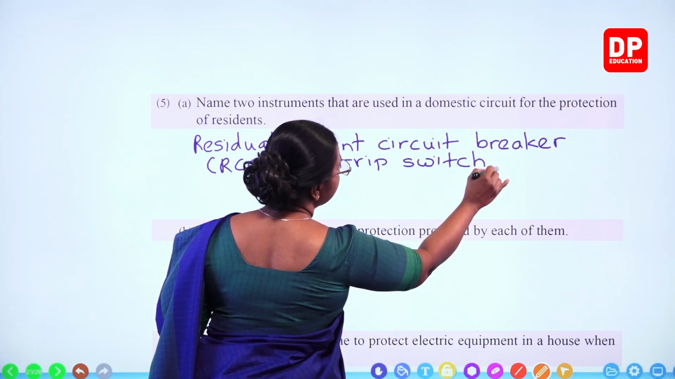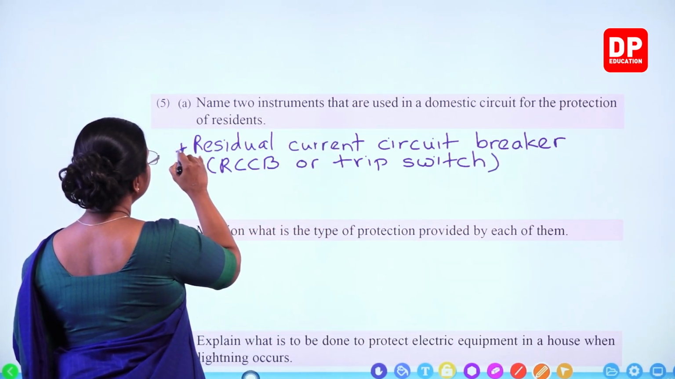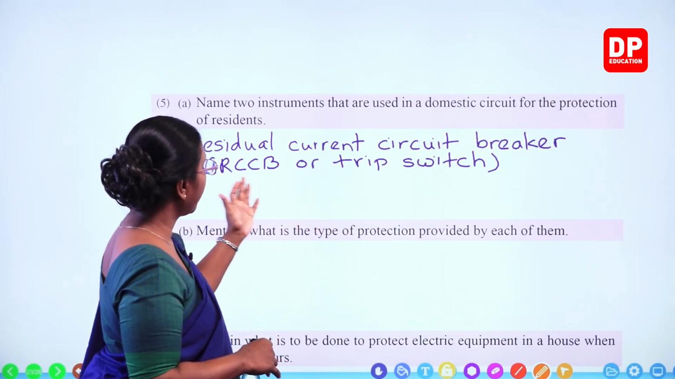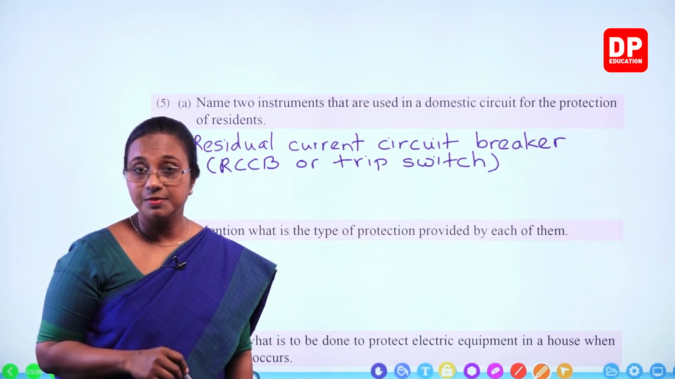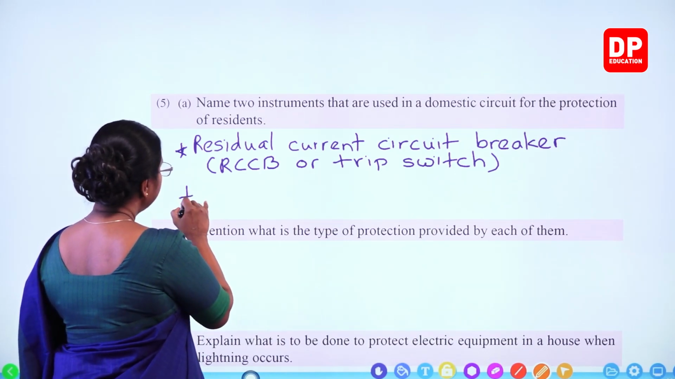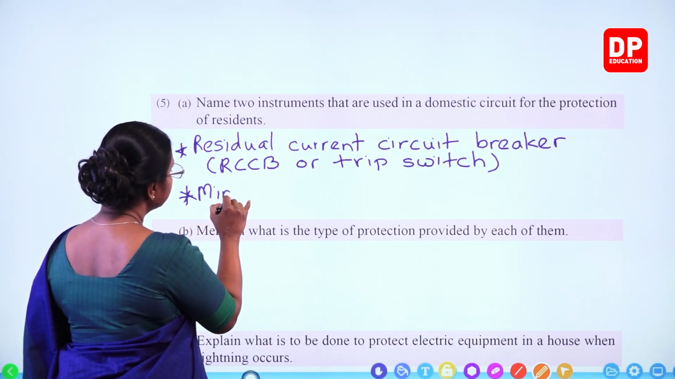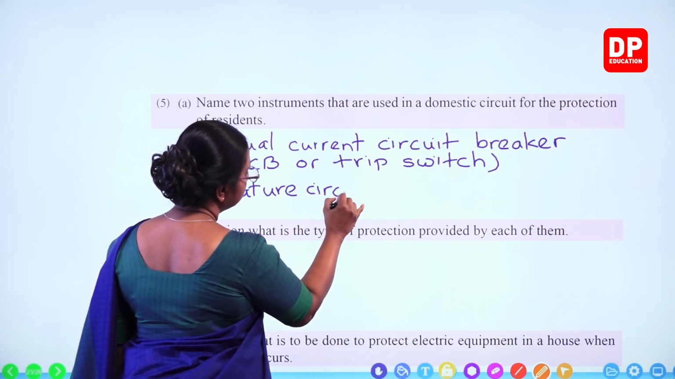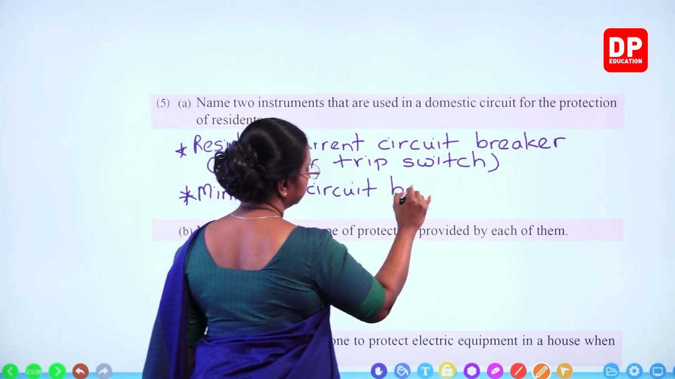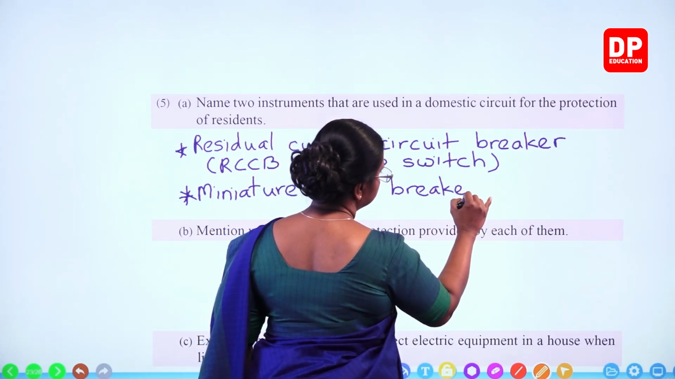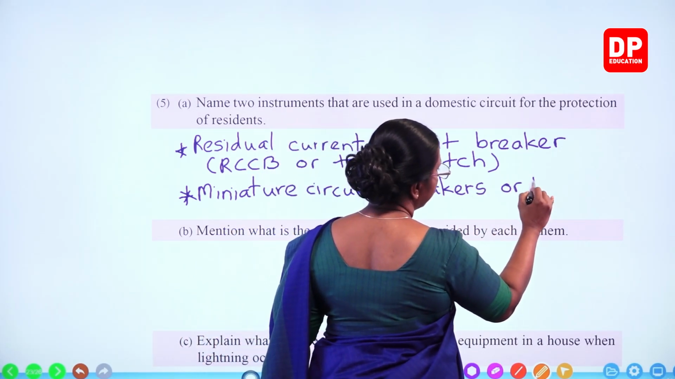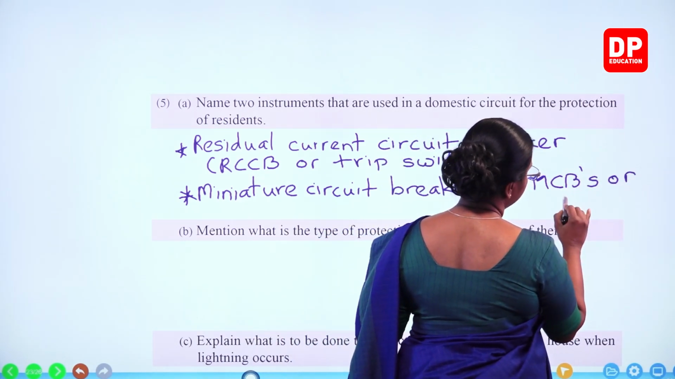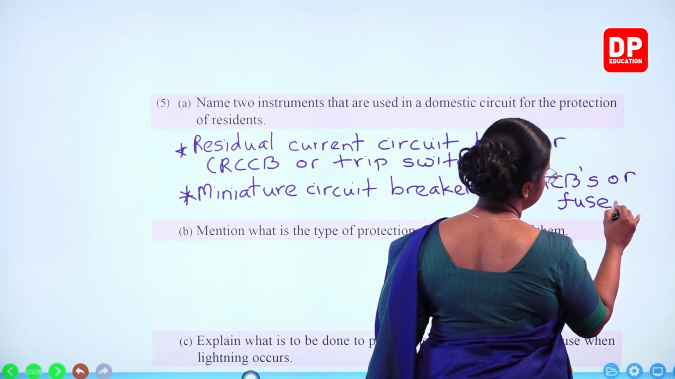So, when you all write the answer, students, you can write just one name. You can say residual current circuit breaker or RCCB, or you can write it as trip switch. Then we have the miniature circuit breakers, or MCBs, or you can call it as fuses.